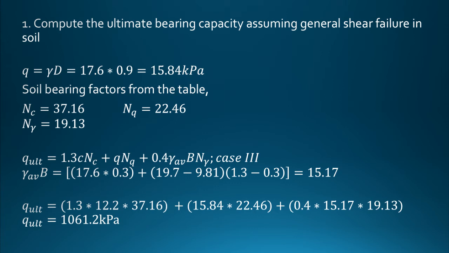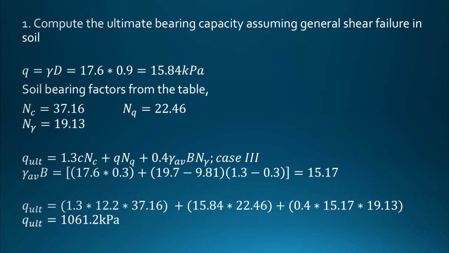Q ulit. Kunin natin yung surcharge. It's just gamma D. 17.6 times 0.9. Makuha natin 15.84 kilopascals. Soil bearing factors. Gamitin na natin yung table. So, diretso tayo dun sa equation ng Q ult. Q ult would now be 1.3 cNc plus qNq plus 0.4 gamma average and gamma times B since case 3 nga. So, kunin muna natin yung gamma average. So, in dealing with gamma average, dun tayo ulit sa equation na binigay natin.